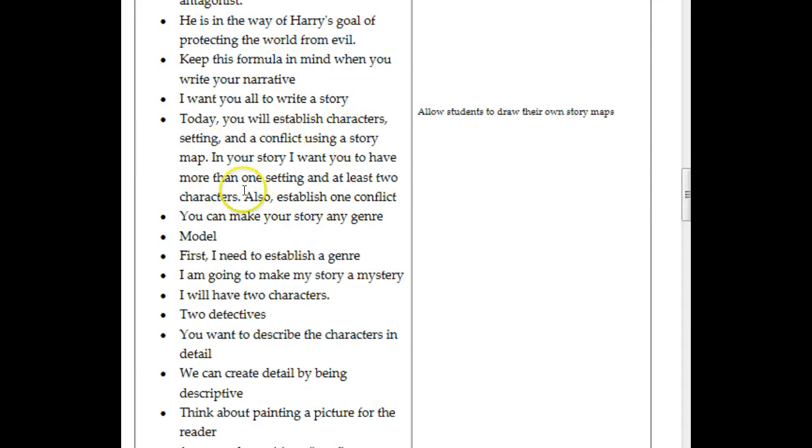Here, we've got way too much going on. You want them to establish characters, setting, and conflict. They have to have more than one setting, 2 characters, and 1 conflict. Okay, that is like 3 lesson plans right there, okay? And then you add in a 4th. You can make your story any genre.